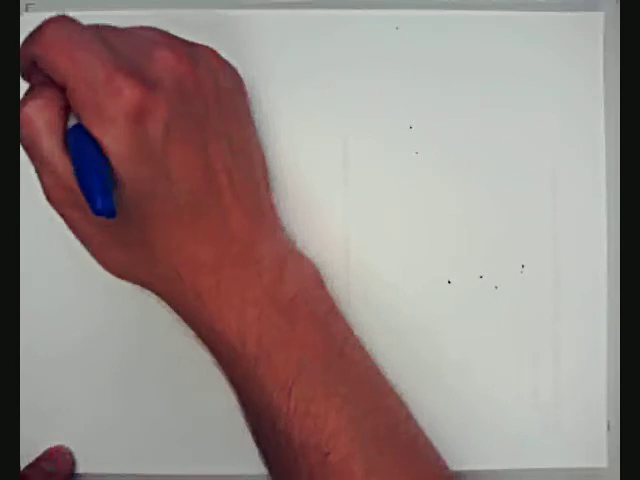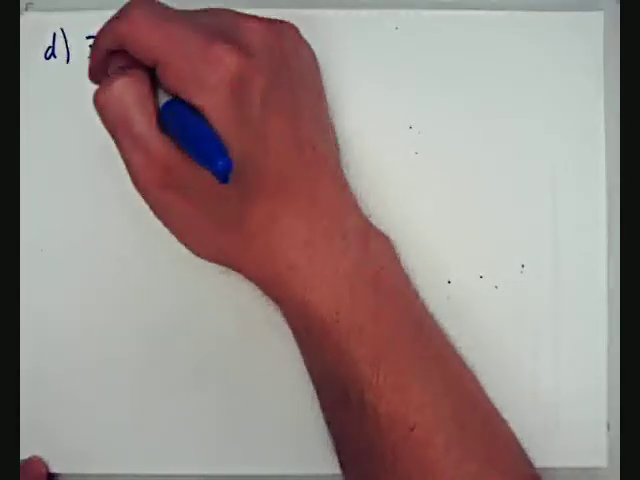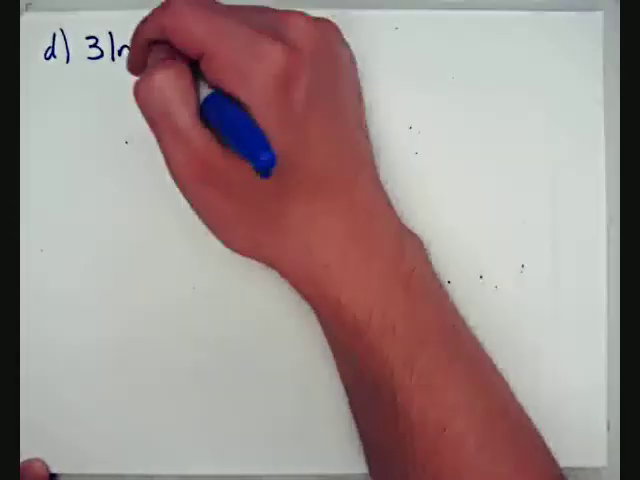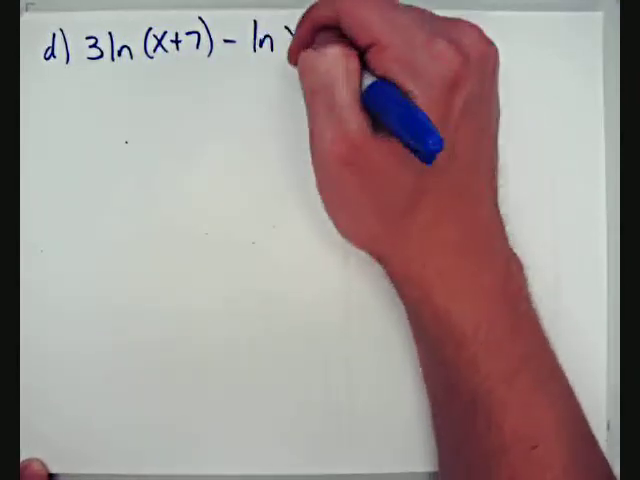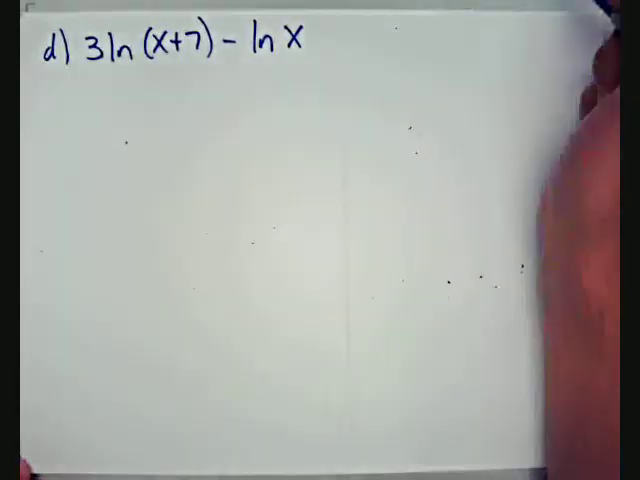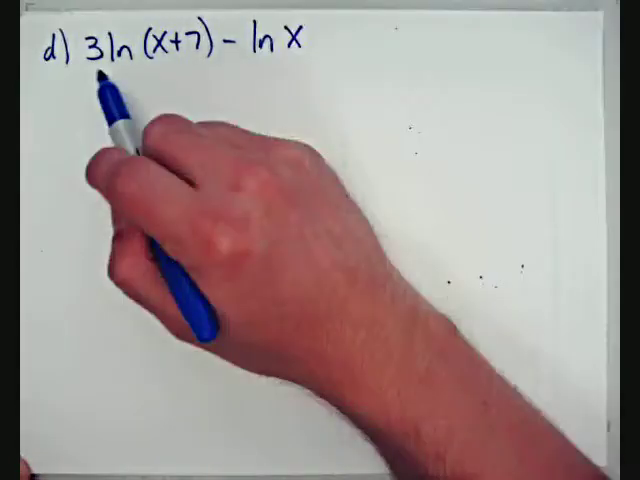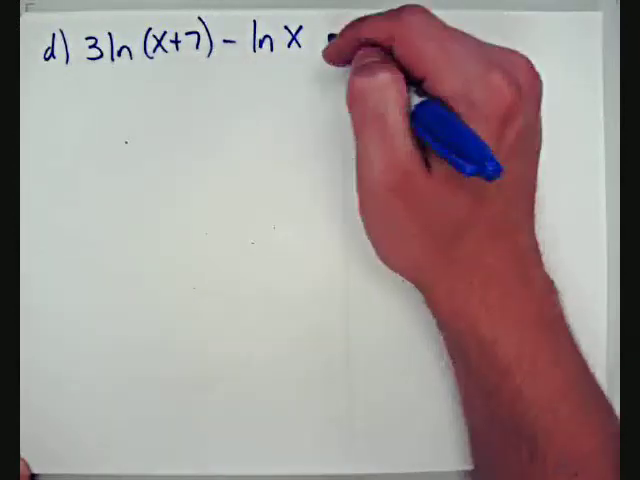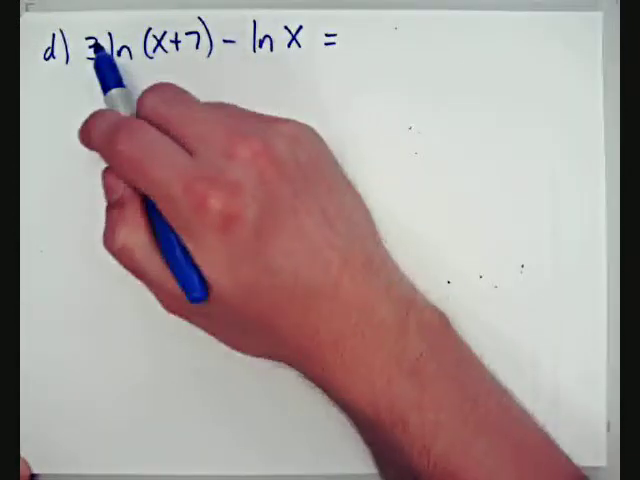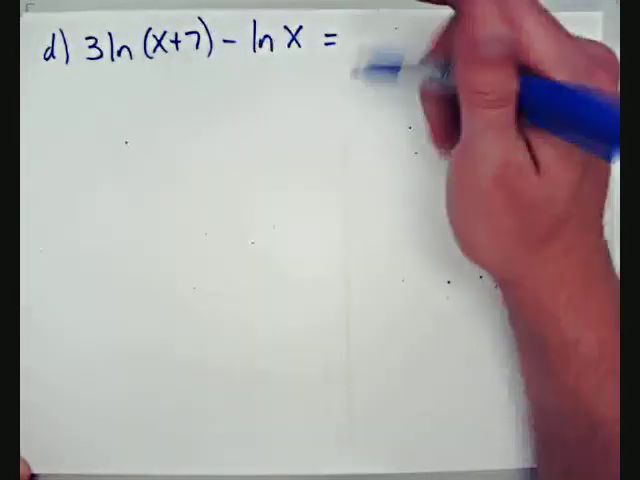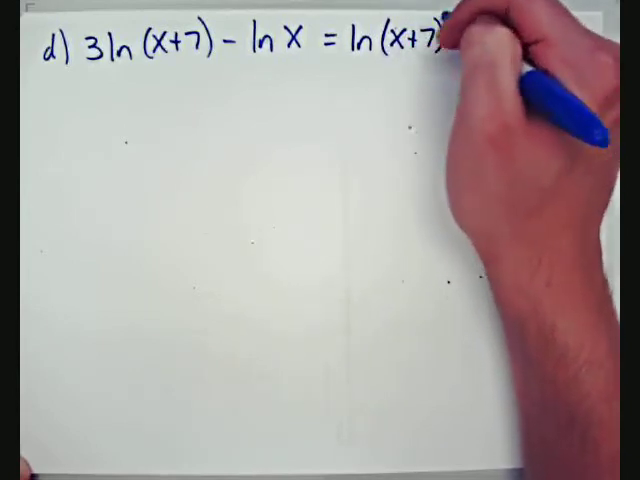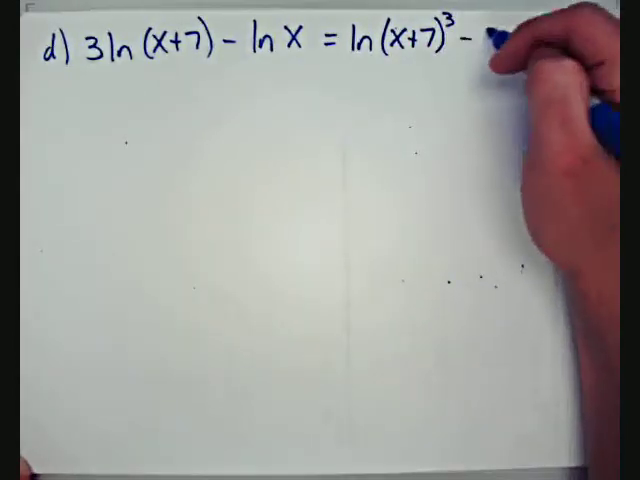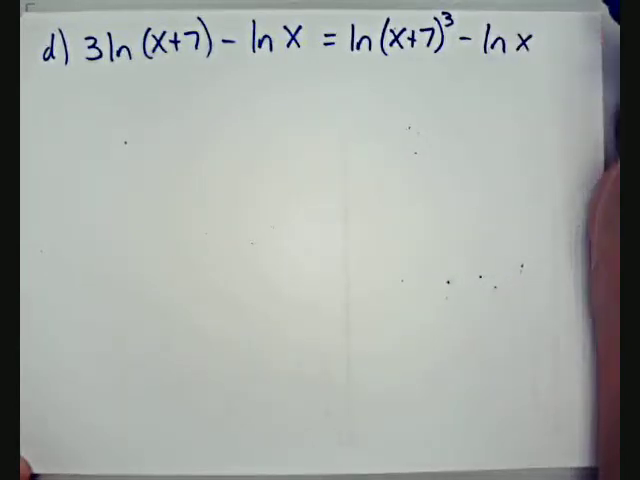Example 5d, we have 3 natural log of x plus 7 minus the natural log of x. Okay, so we have a factor in front of the natural log. So the first thing to do is bring 3 in as an exponent on x plus 7. So this becomes the natural log of x plus 7 cubed minus the natural log of x.